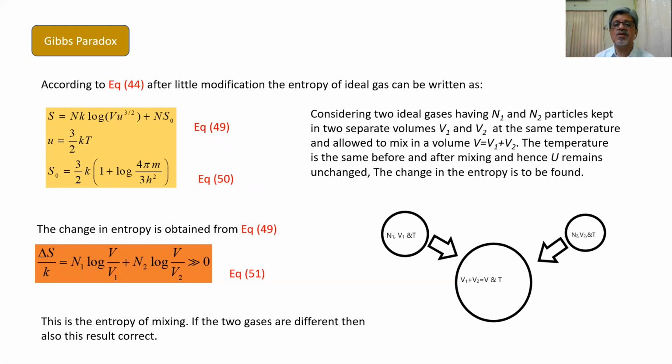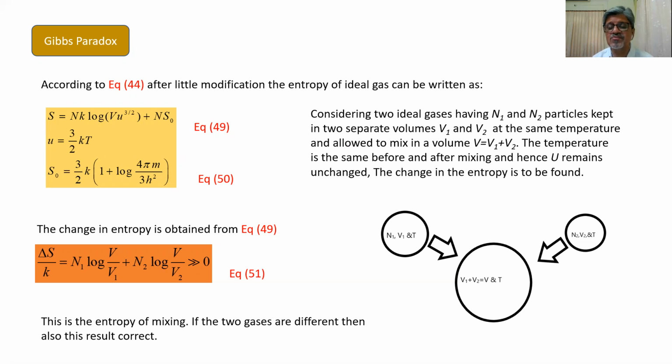Now, consider two ideal gases having N1 and N2 particles kept in two separate volumes, V1 and V2. In the diagram, we have shown two boxes or containers containing the particles N1 and N2 in volumes V1 and V2 at the same temperature, because the temperature is kept constant, and they are allowed to mix in a volume V equal to V1 plus V2. The temperature is the same before and after mixing, and therefore the internal energy U remains unchanged. The change in the entropy is to be found out.